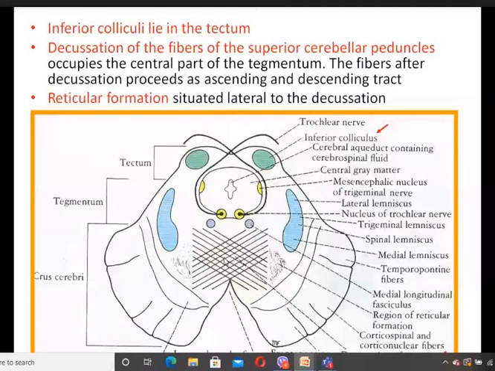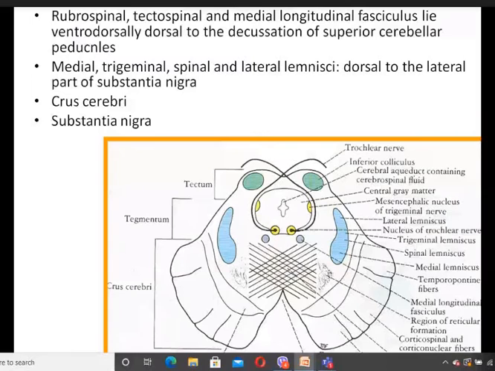The fibers after decussation proceed as the ascending and descending tract, and the reticular formation is there. So these are the regions of the reticular formation. It is situated on the lateral aspect of the decussation. Rubrospinal tract, tectospinal tract, and medial longitudinal fasciculus also lie ventrally and dorsally to the decussation of the superior medullary velum. And the other tracts are the medial, trigeminal, spinal and lateral lemnisci.